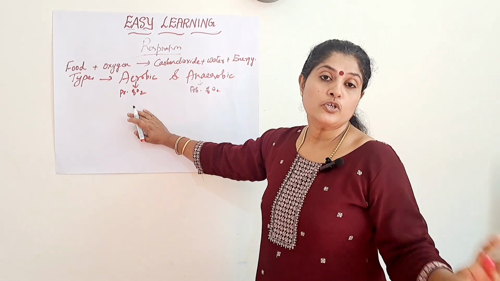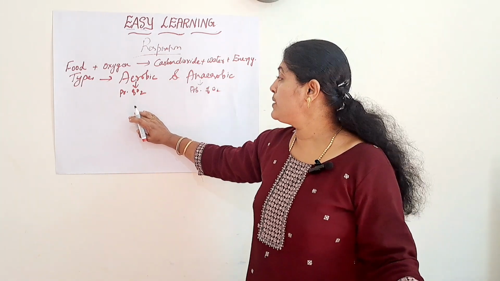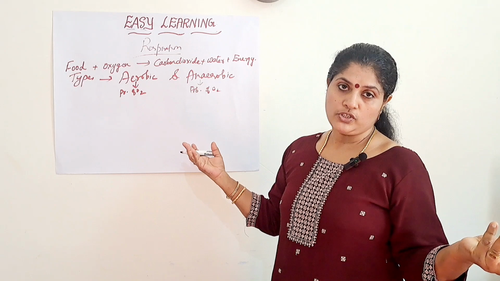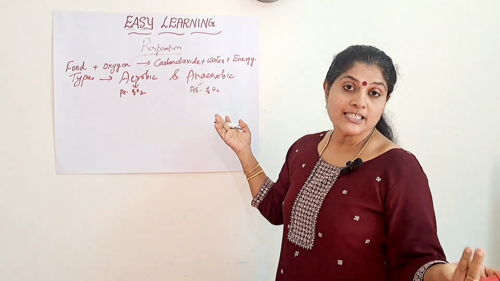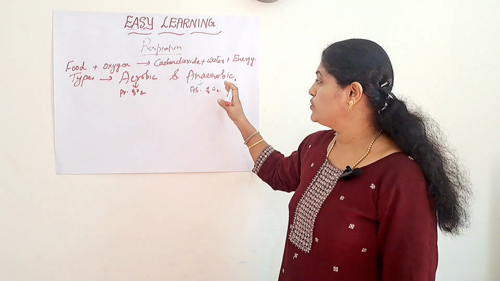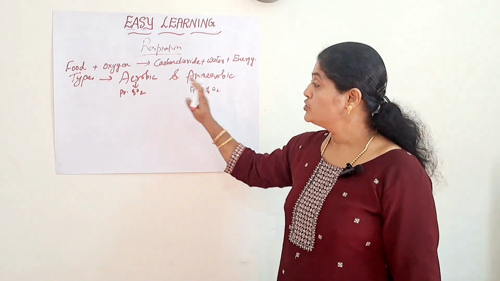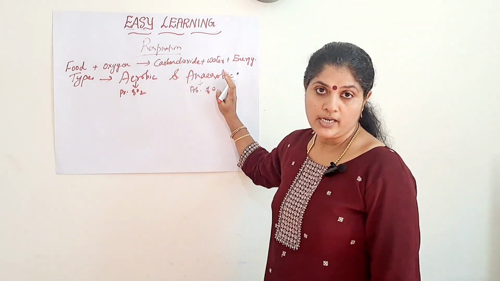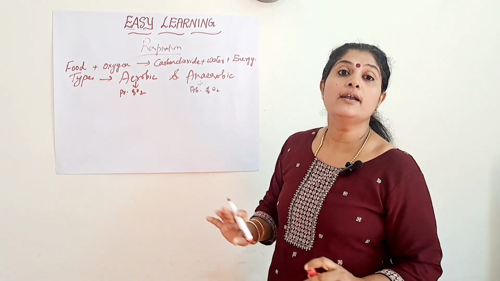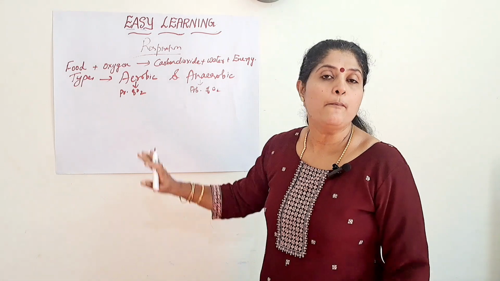So the process of respiration which takes place by utilizing oxygen is known as aerobic respiration, and the respiration which takes place in the absence of oxygen is known as anaerobic respiration. So these are the 2 main simple definitions for both these types of respiration. But here you have to learn the chemical equation based on this.